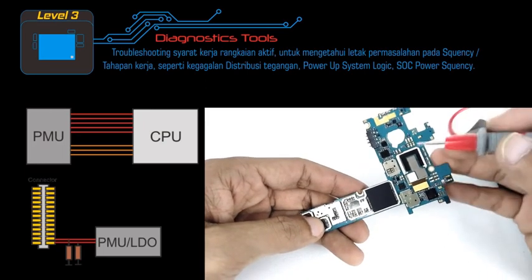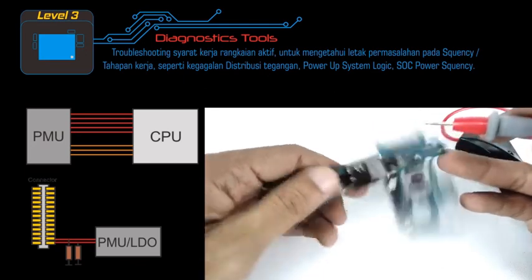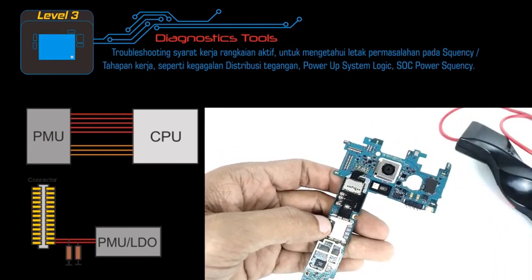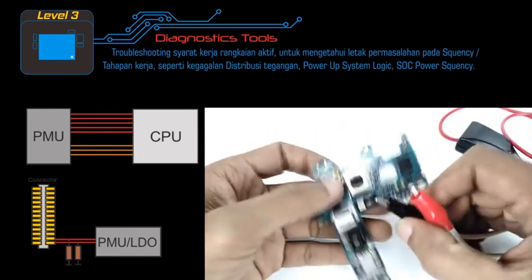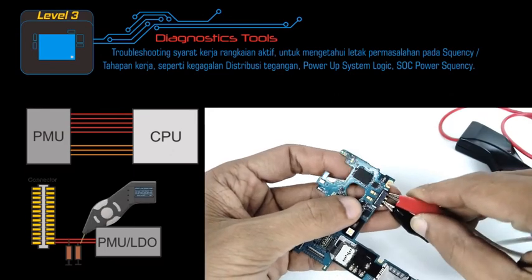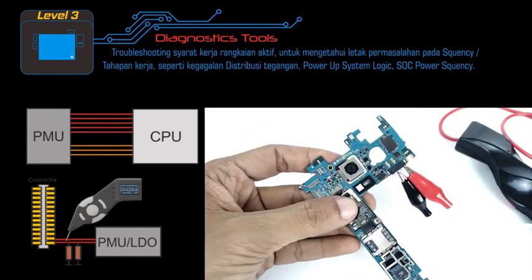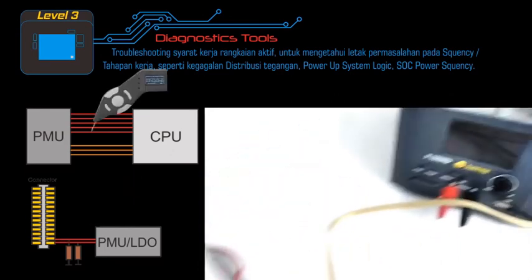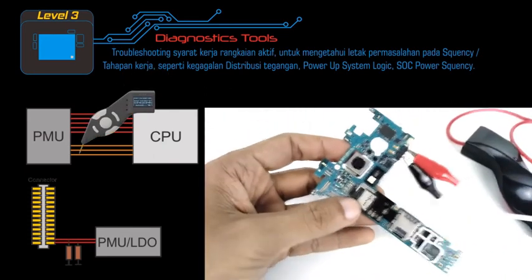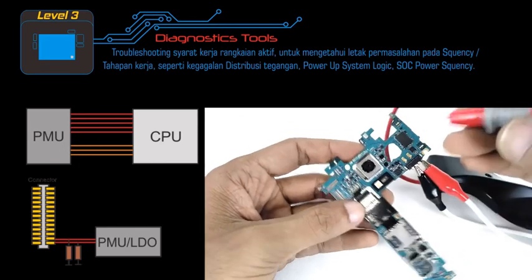In this Level 3 method, in contrast to the Level 1 and 2 method, which measure with the cell phone in passive condition, the logic board must be in an active condition, or powered on, because what you will do is to ensure the working voltage generated from the IC regulator such as LDO, SMPS, PMU is appropriate or not.